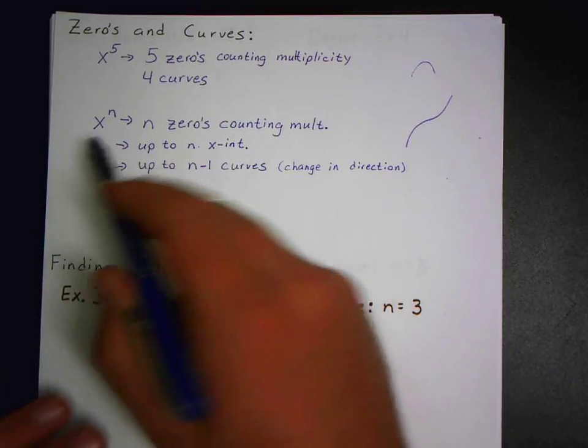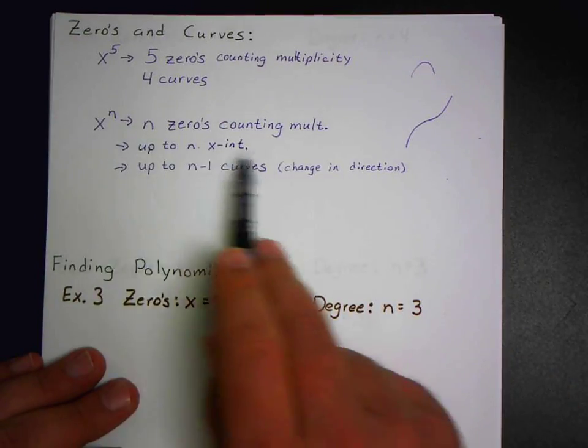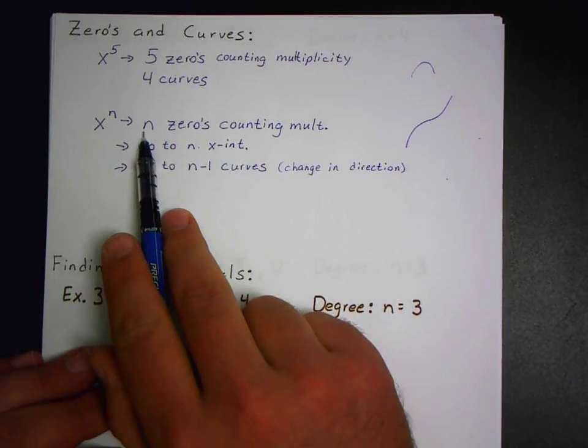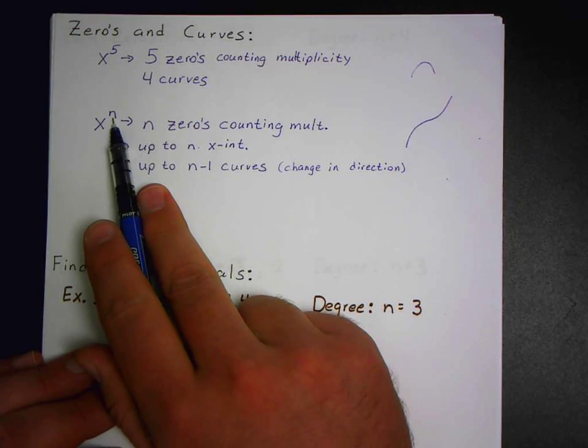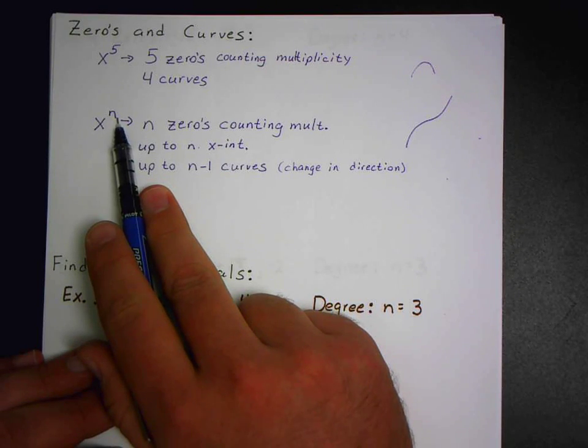So these are kind of your rules for your zeros and your curves. So zeros, you have to have n zeros if your power is x to the n. That does not mean they all have to be real. They can be imaginary.